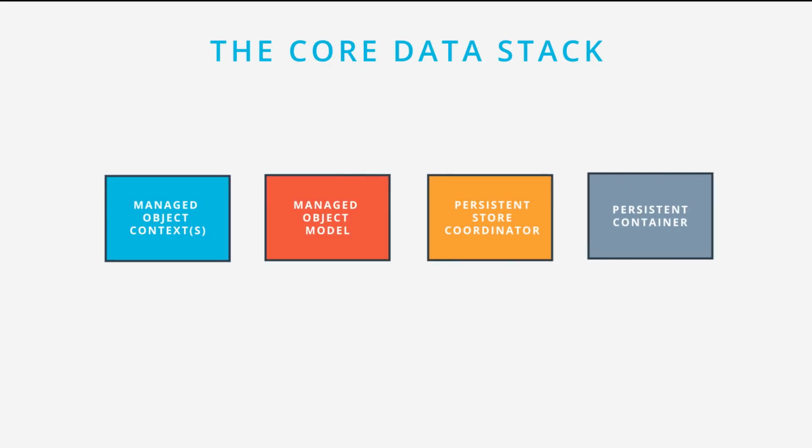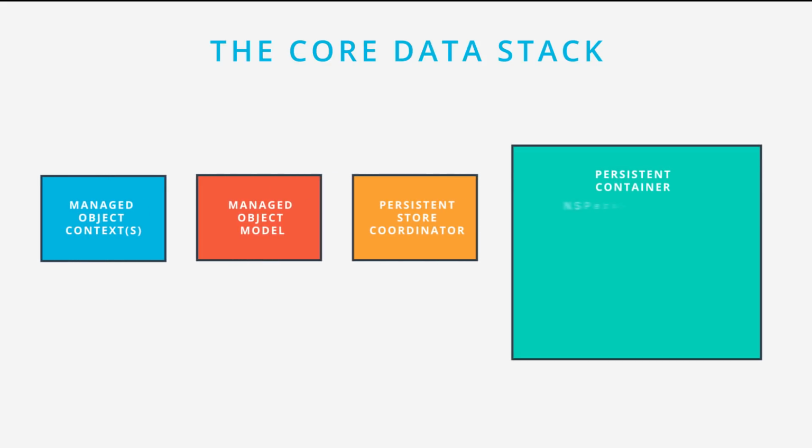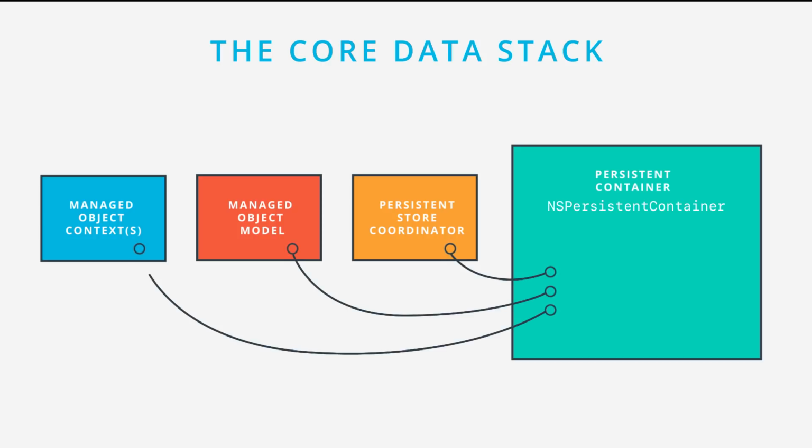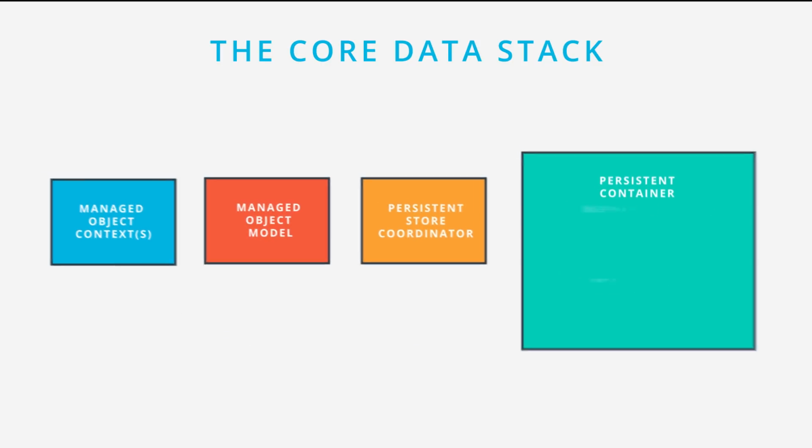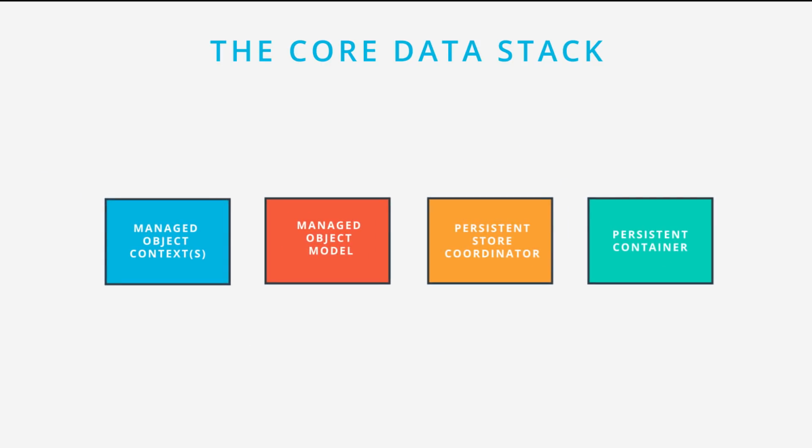Last but not least, we have the persistent container, or NSPersistentContainer. It does two things. It helps us set up the rest of the stack and provides useful variables and methods for working with contexts. It was added in iOS 10 to reduce the amount of boilerplate required to set up the stack. And that's the Core Data stack. These four classes work together to manage and persist the data layer. So let's set them up in Mooskin.